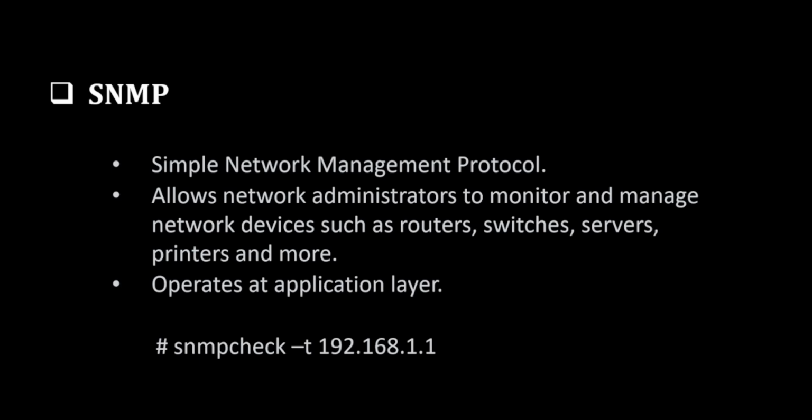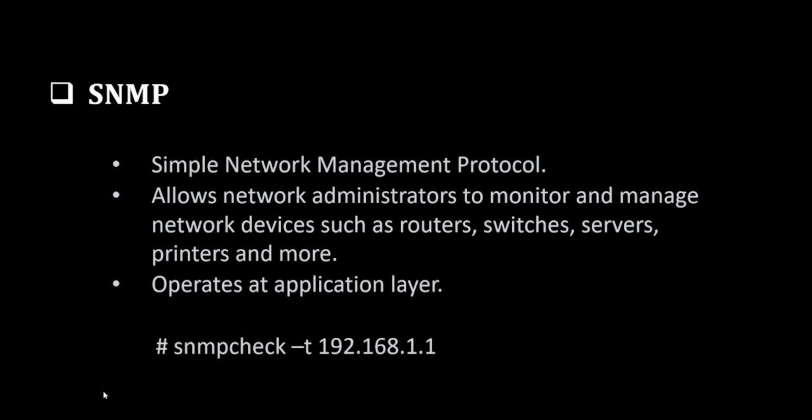The command snmp-check -t IP address, here IP address 192.168.1.1, is utilized for SNMP enumeration. This tool will display information related to SNMP, version information, community string information, and system information. It might also attempt to enumerate user accounts or access control information associated with SNMP. I hope you found this tool useful.